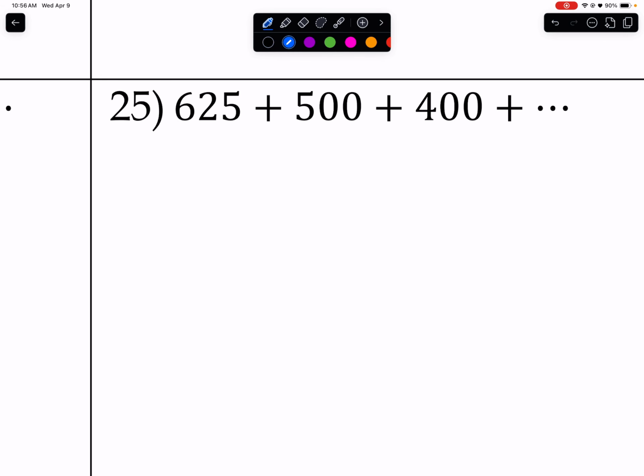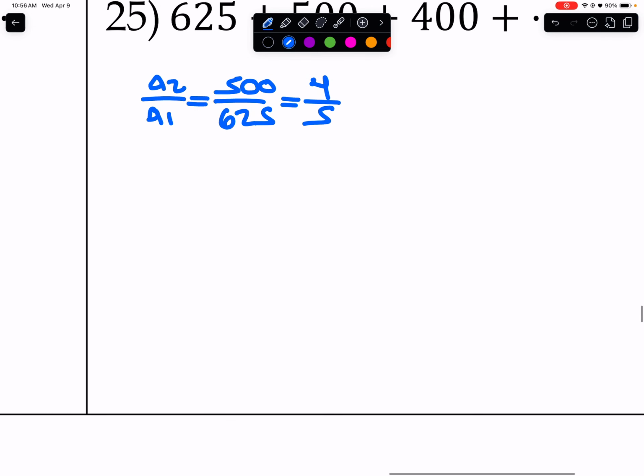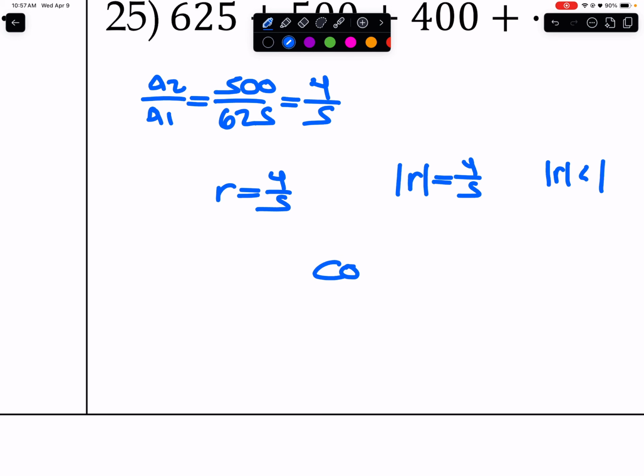So for geometric, that means I need to find out what I'm multiplying by. To find it, what I like to do is take the value of the second term over the value of the first term. So 500 over 625, and then I simplify whatever this value is. So I can simplify by a value of something bigger, probably, was that 125 I think I can do? Yeah. Which would give me 4/5. So that means I'm multiplying by 4/5. The absolute value is still 4/5. That value is less than 1, which means here we would converge. So I can actually find that infinite sum.